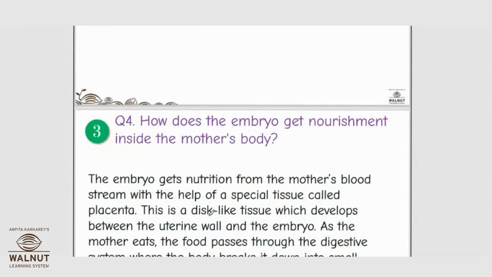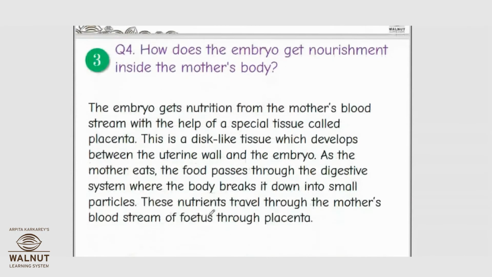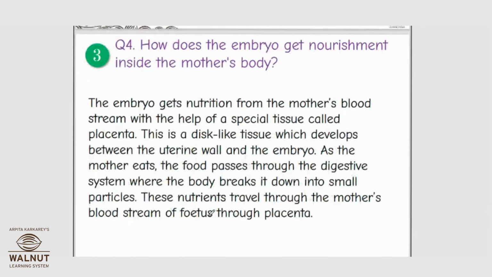How does the embryo get nourishment inside the mother's body? Just now we read that. And others also, if you have not understood, you can see this answer. How does the embryo get nourishment inside the mother's body? The embryo gets nutrition from the mother's blood stream with the help of a special tissue called placenta. This is a disc-like tissue which develops between the uterine wall and the embryo.